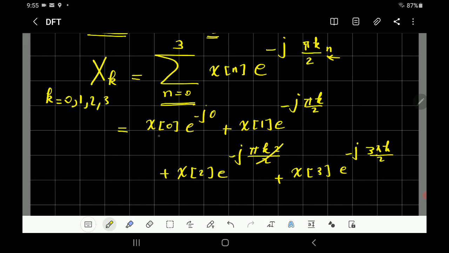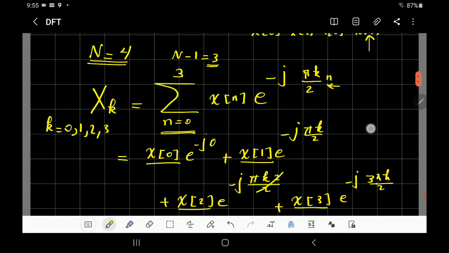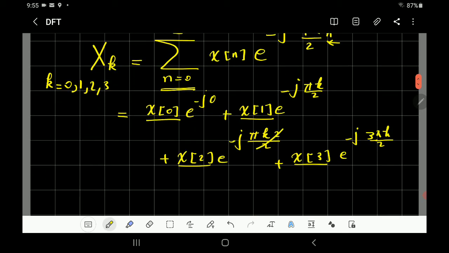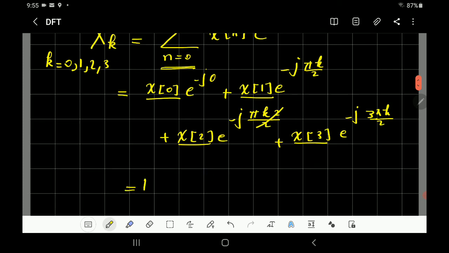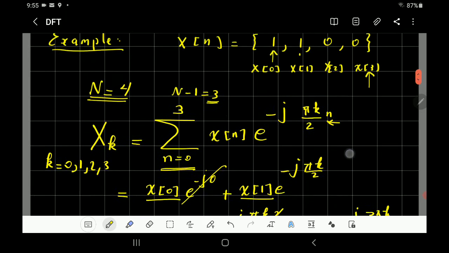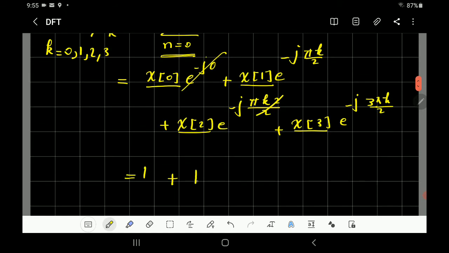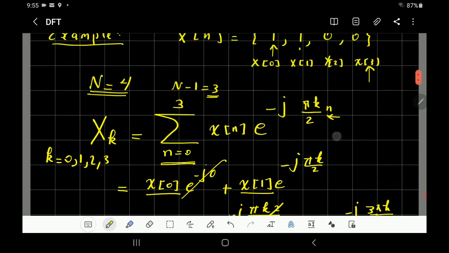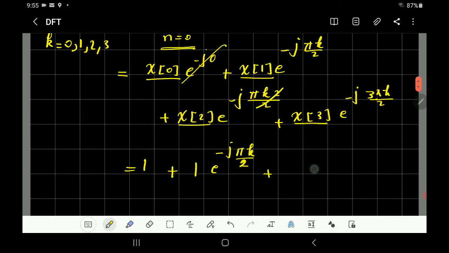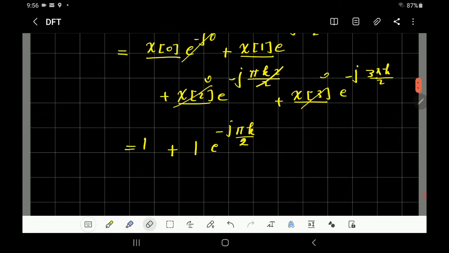So now I start to look for the values x of 0, x of 1, x of 2, x of 3, and they are given in the sequence, and substitute. x of 0 is equal to 1, so I replace it by 1. And e to the power minus 0 is equal to 1. x of 1 is equal to 1, e to the power of minus j pi k over 2. x of 2 and x of 3 equal 0. So these elements are cancelled. So I have only 2 terms. So what do I have here? That's x of k in general.